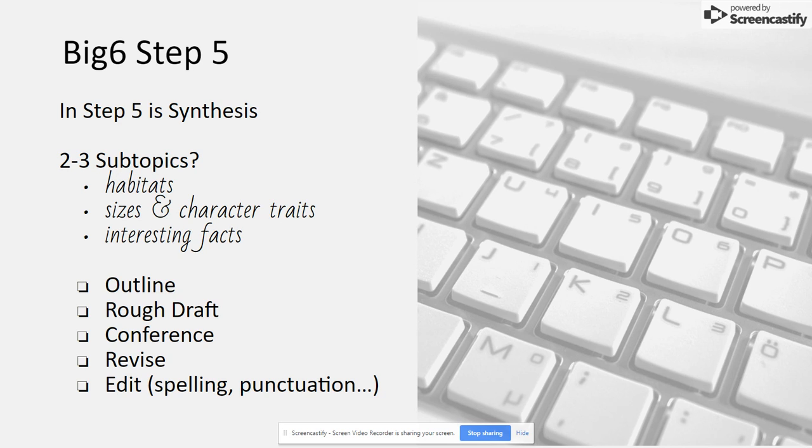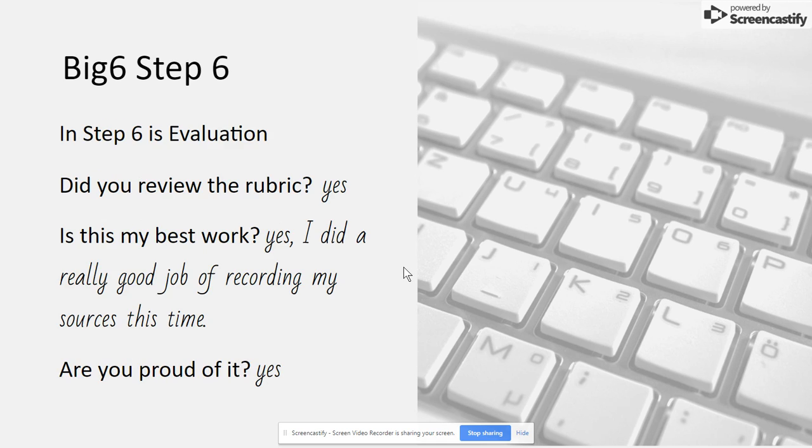In this step, you're going to outline your paper using those subtopics and such. You're going to write the rough draft. You're going to conference with your teacher. You're going to make revisions based on the feedback you got in the conference. And then you're going to edit. That's the spelling, punctuation, capitalization, and so forth.